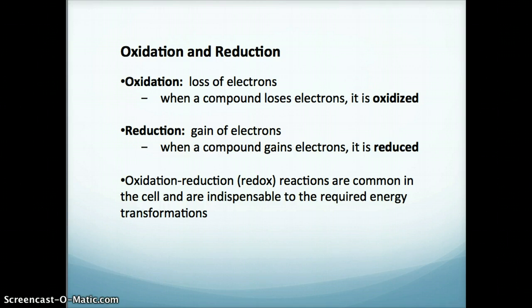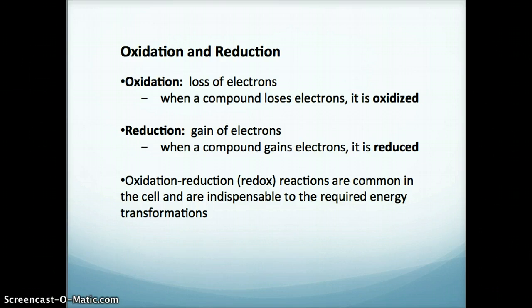A good way to remember this is when we're moving on to reduction. Reduction is the gain of electrons. So when a compound gains electrons, it's considered reduced. I always remember that as gaining electrons. To me, that means more negative, which means reduced, getting smaller. So oxidation-reduction reactions, often referred to as redox reactions, are very common in the cell and are one of the most important ways that we have for required energy transformations.